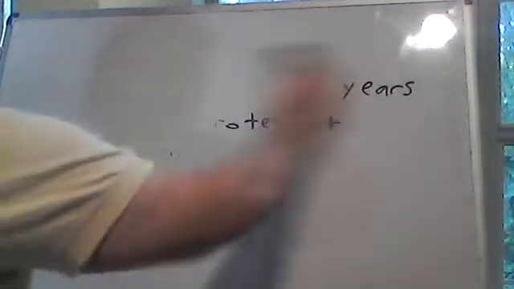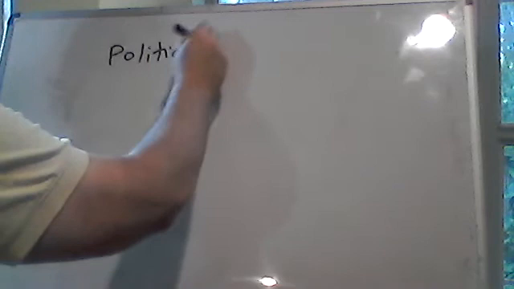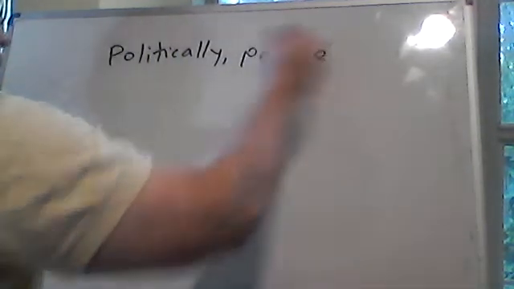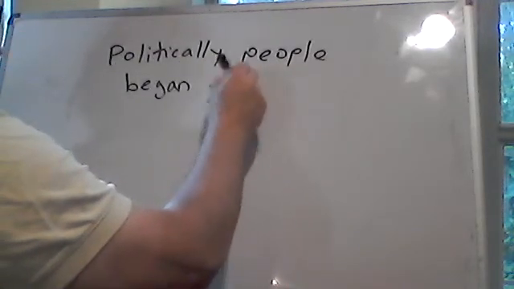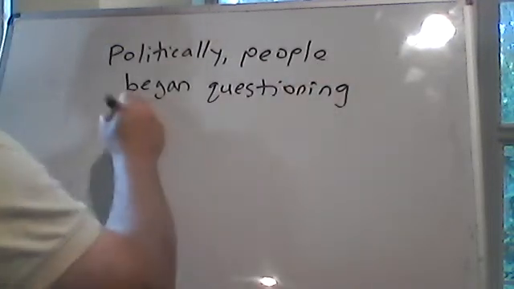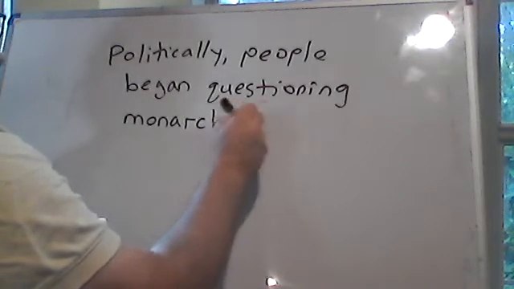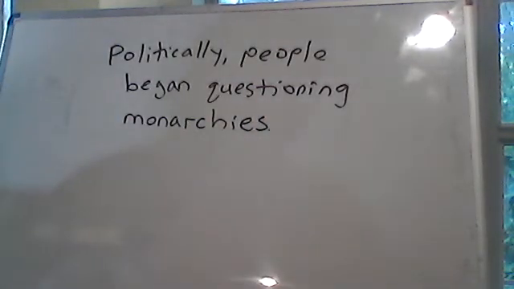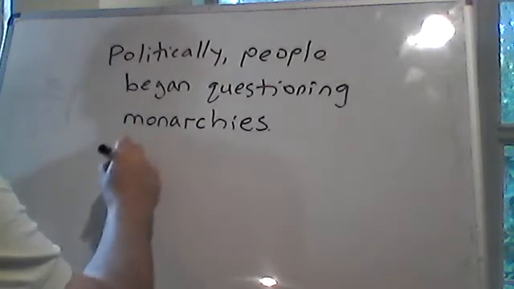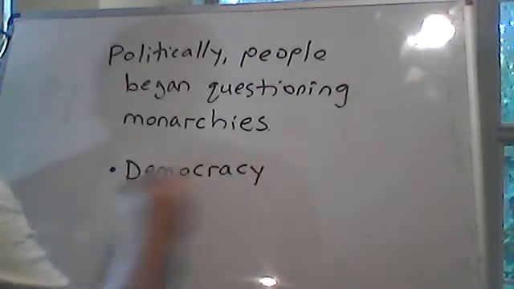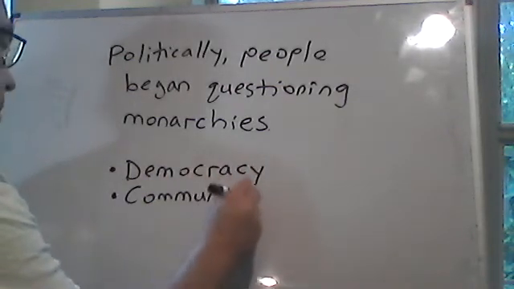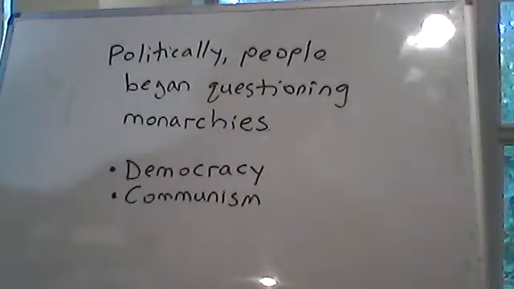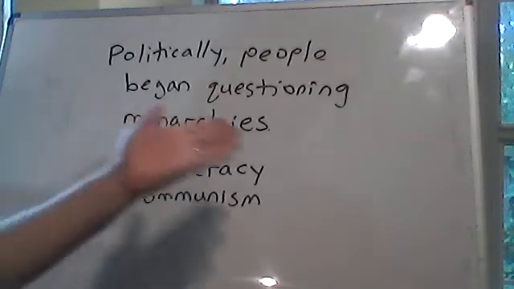Another set of ideas began forming regarding monarchies. So politically, people began questioning monarchies. Monarchies held the belief that they have the divine right of kings, and so certain ideas, some good and some bad, started to form, the seeds of ideas, the seeds of democracy and the seeds of communism began forming. None of these really took place for about another 100 years. You didn't see democracy start forming like the revolution in the United States or France until the 1700s.